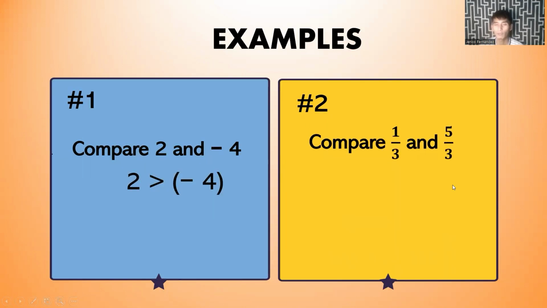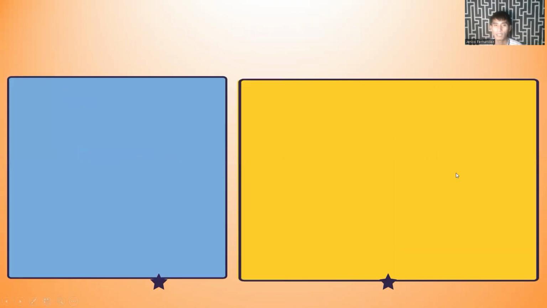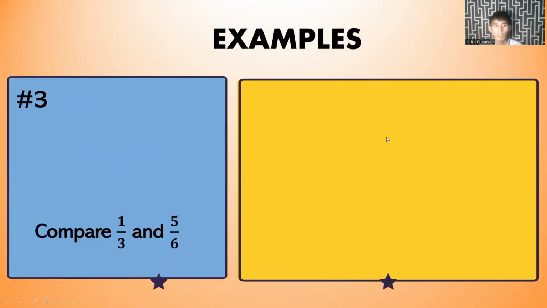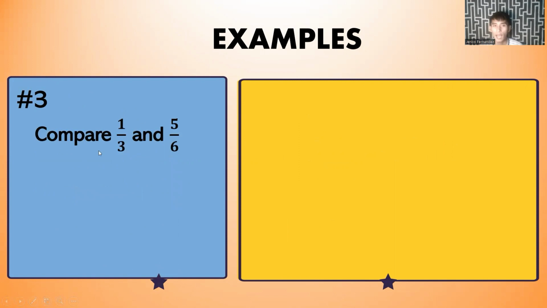Number 2, 1/3 and 5/3. They are like fractions. So titingnan lang natin ang numerator, which is higher, 1/3 or 5/3. We have 5/3. So 1/3 is less than 5/3. Number 3. Okay, 1/3 and 5/6. As you can see, they have different denominators. So they are called unlike rational numbers. So ang gagawin natin, convert muna natin or transform into like fractions.